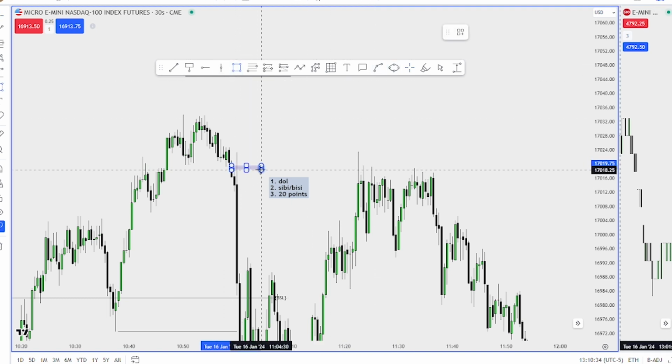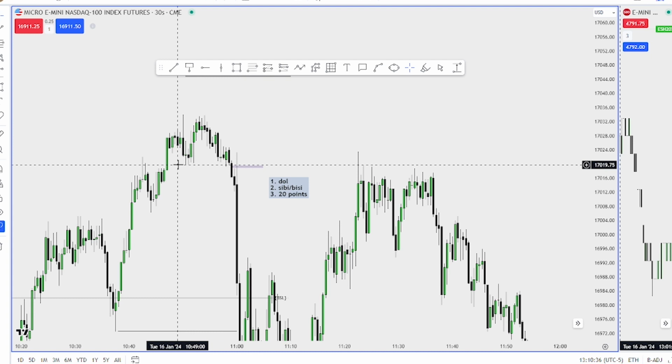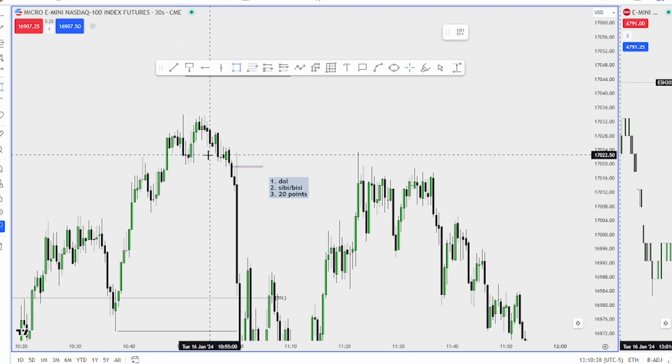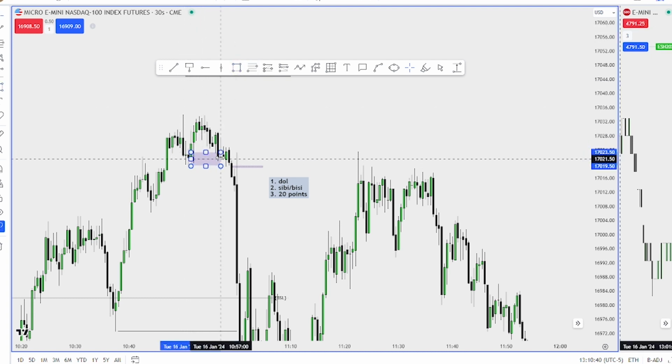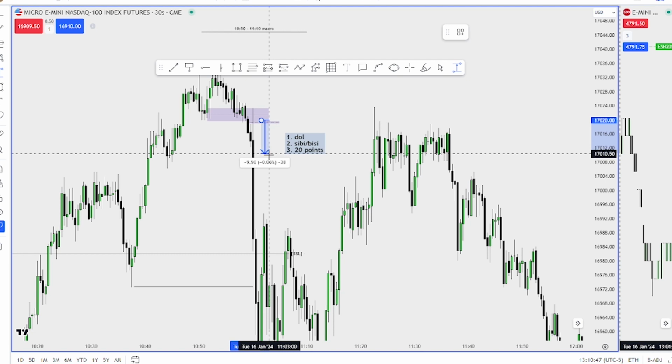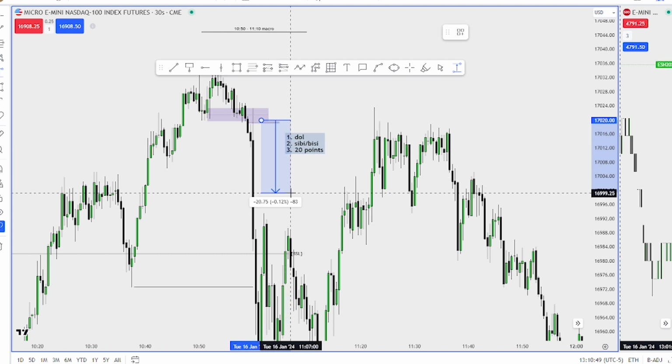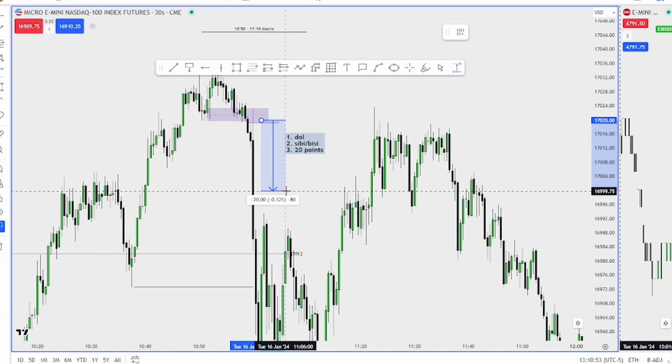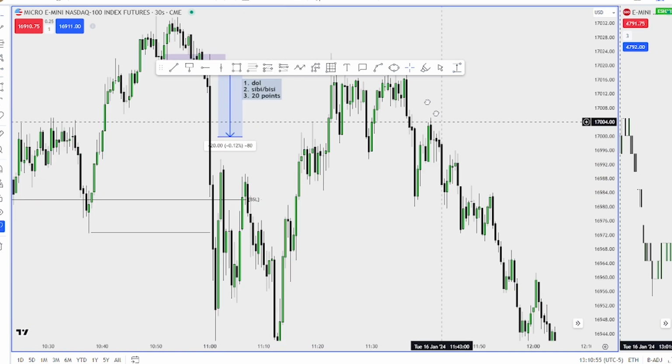I did not take it. I didn't find it too pleasing. But we have a shift here, also a breaker, which takes us into this low. Obviously, you have a lot of imbalances in here, so I'm pretty sure we know that this offers a great deal, more than 20 points. So that was a really good reversal on the 10:50 to 11:10 macro.